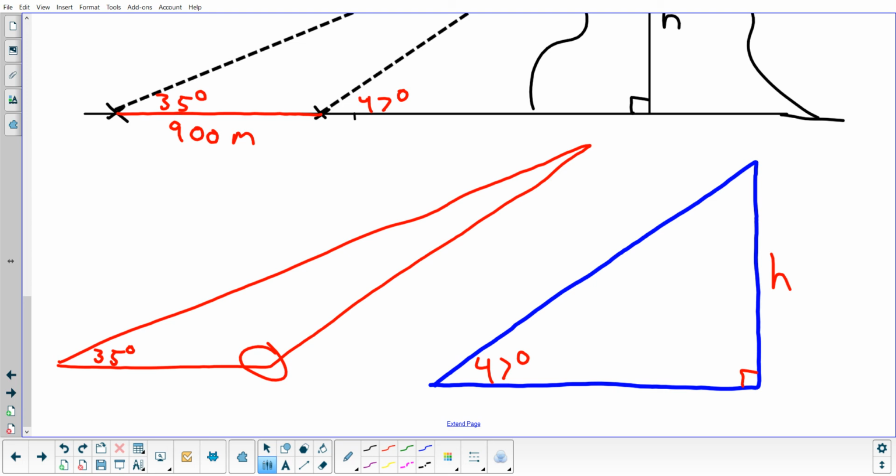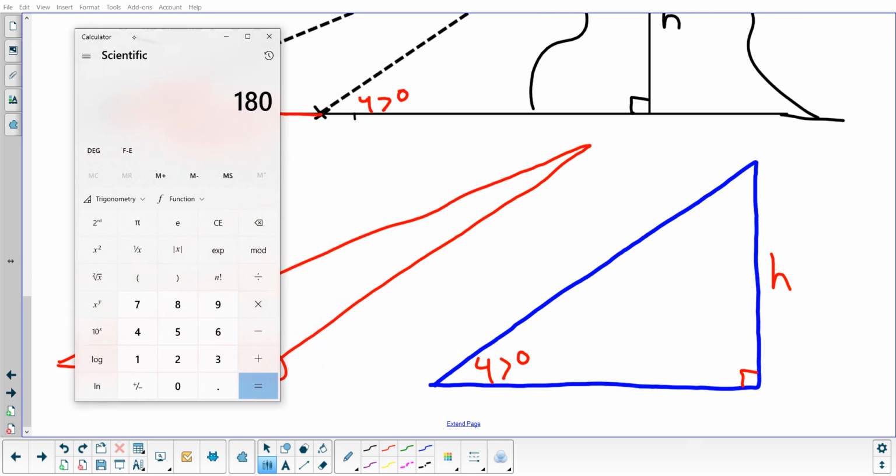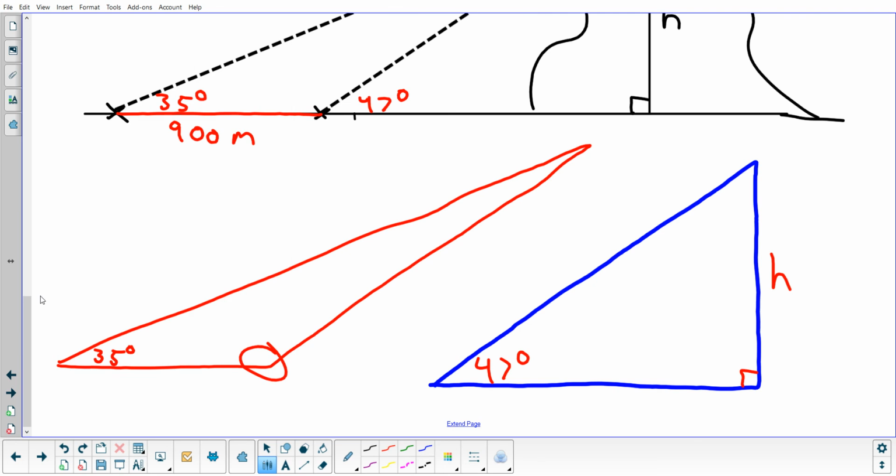Nick? Since it's on a flat line with another angle, those two angles have to add up to 180. Yeah. So let's just minus that from 180. And that gives me 133, which in and of itself is not really important. But what is important is this. Very important. Why is that important?